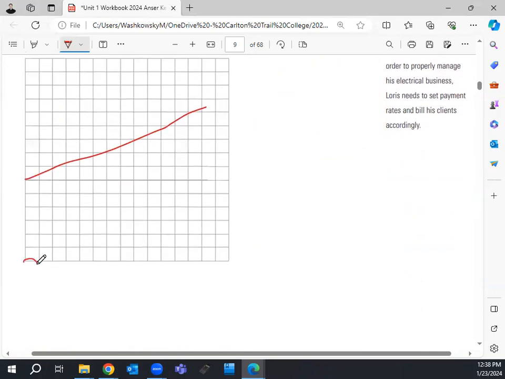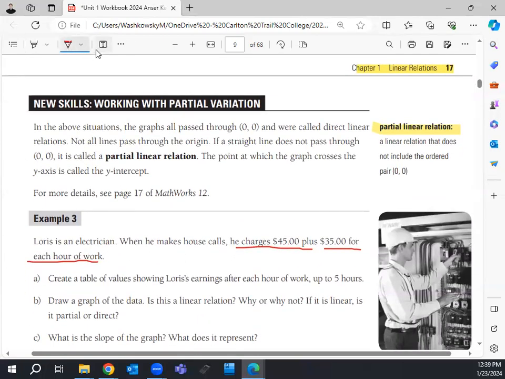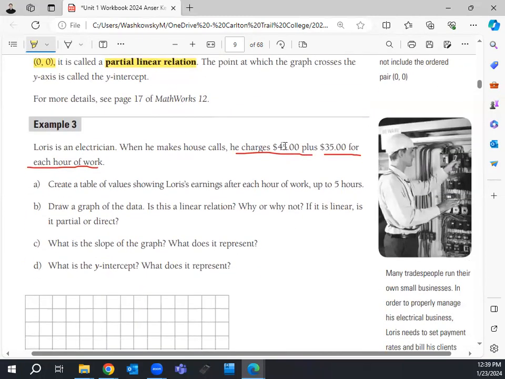We're now no longer going through the origin point. It's not happening anymore. When the line does not pass through 0, 0, which we call the origin, that's a partial linear relation. So direct is when it goes through the origin. Partial is when it does not go through that. So let's try and graph this data here.